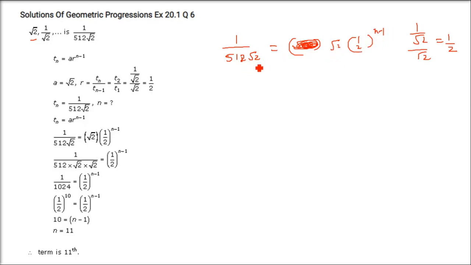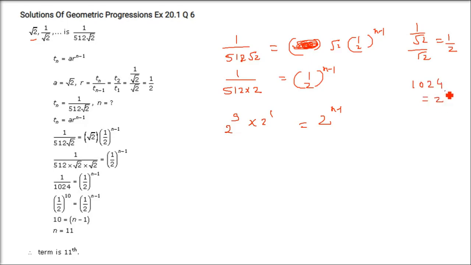Now multiply root 2 with root 2 in the denominator. You will get 512 into 2, which is 1024, and 1024 is simply 2 to the power 10. This is a thumb rule: 2 to the power 10 is 1024. And 512 you can say is 2 to the power 9. So from where did I get this 1024? 1 kilobit equals 1024, which is 2 to the power 10.